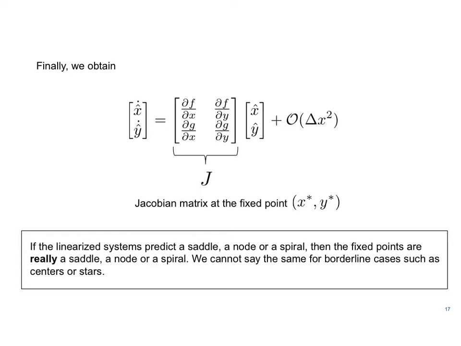Remember that a center is when you have the eigenvalues being purely imaginary. So this completely circular orbit, like the one that described this pendulum. In that moment, you should be aware that you obtain that result because you have ignored the high order terms. So if you include the high order terms in the analysis, you may realize that in reality you do not have a center, but you actually have a spiral. So these are limiting cases that you have to be careful with.